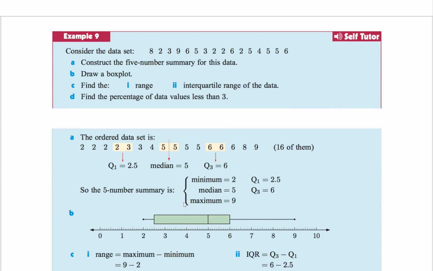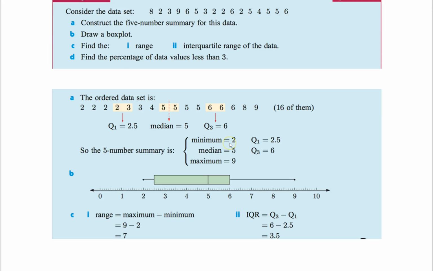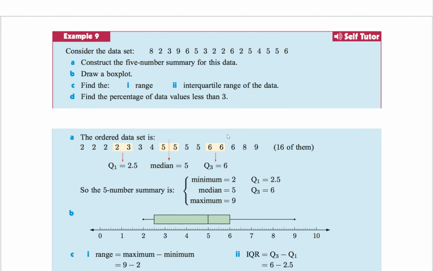Let's look at a quick example right here. They want you to construct a 5-number summary for this data set. So the first thing I do is put it in order. Again, I'm not going to waste your time putting it in order. I have it done right here. So you can see already the minimum value is 2. The maximum value is 9. Now there's 16 numbers, so if I want to find the median, it falls between these two numbers. So take the average of them, and it's 5.